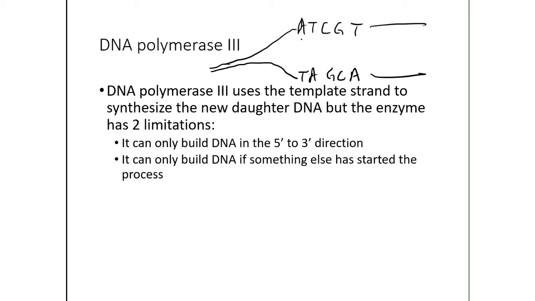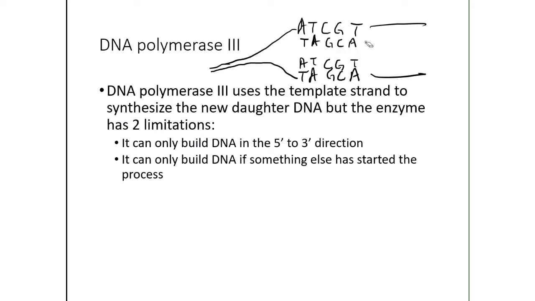So something has to put a T here, A here, G, C, A, and then on the other side they have to put the A, T, C, G, T, like that. So you will be able to have 2 strands afterwards, right? So that enzyme is called DNA polymerase 3. So DNA polymerase 3 uses the template strand. Template is the original, to synthesize, to create the new daughter DNA.